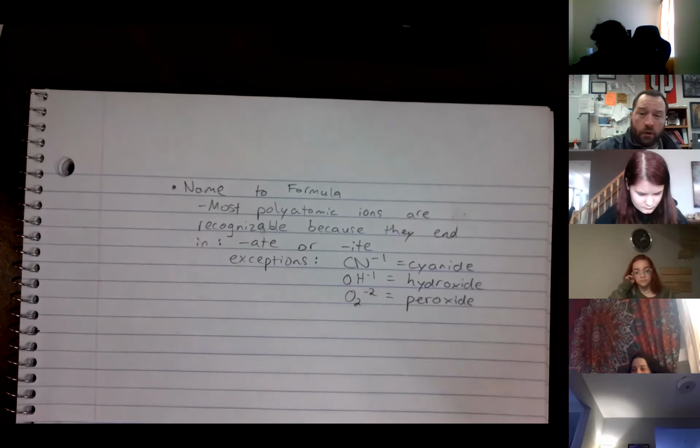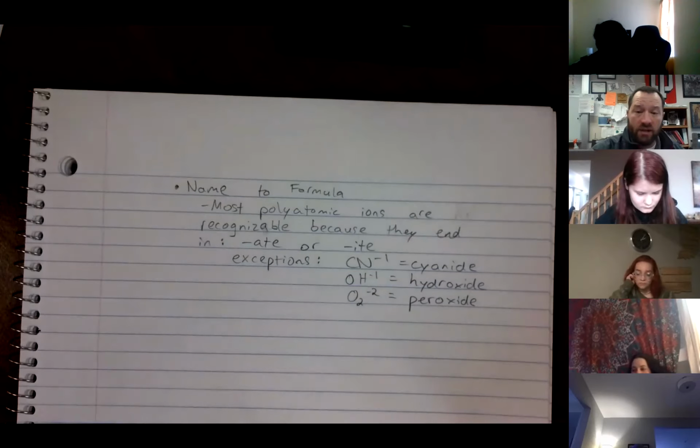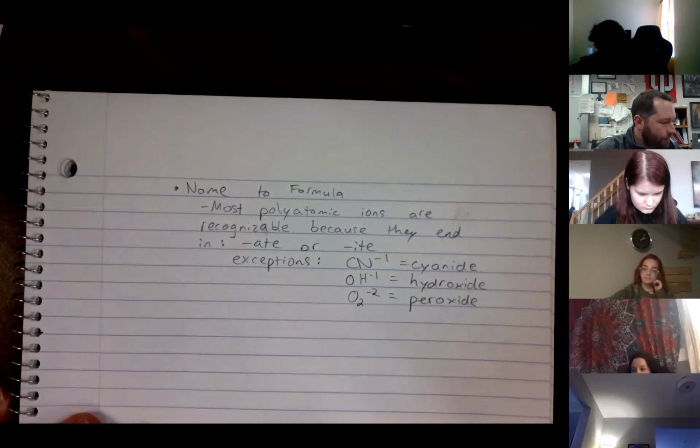Otherwise, best way to know that you're working with a polyatomic ion, look for ite or ate. If it ends in ite or ate, it's on the back of your periodic table.